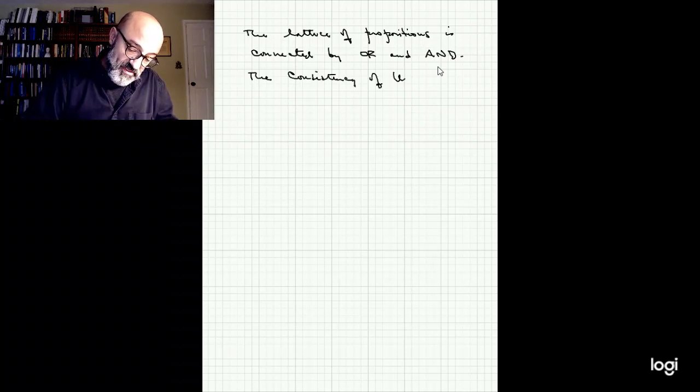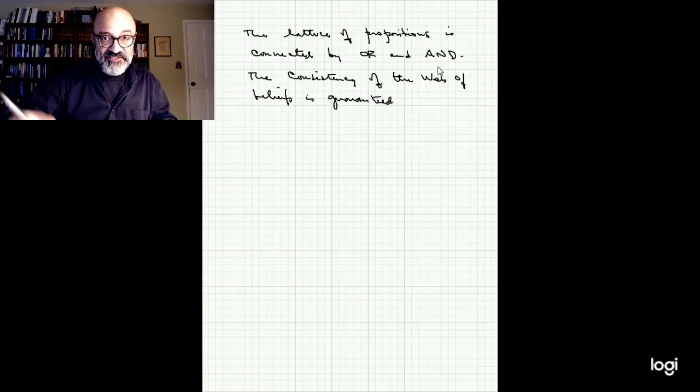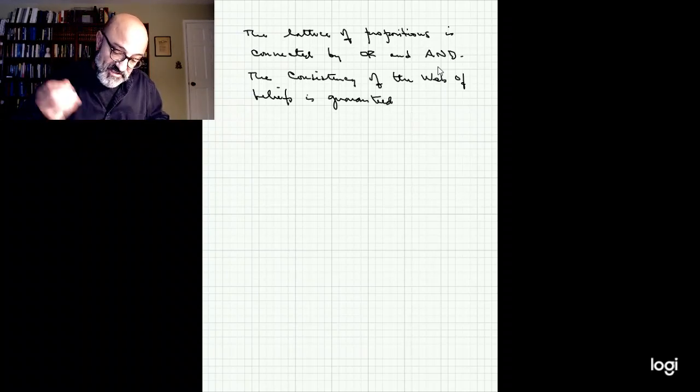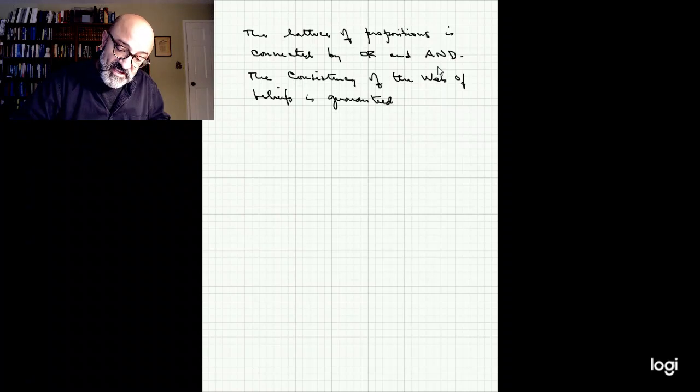The consistency of the web of beliefs is guaranteed. Remember, the consistency just means if there are two ways to compute a probability distribution, the two ways have to agree. Okay, the consistency of the web of beliefs is guaranteed by sum and product rules.